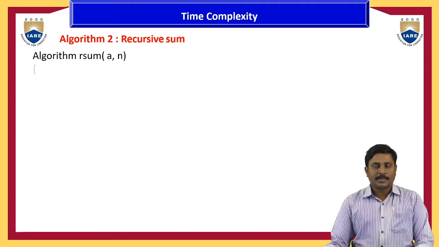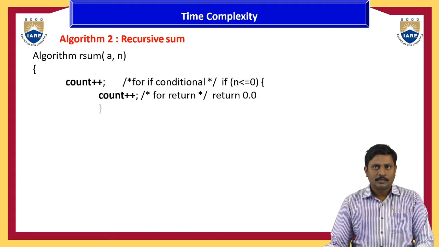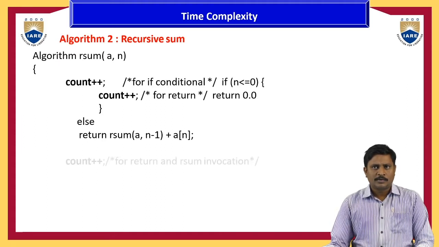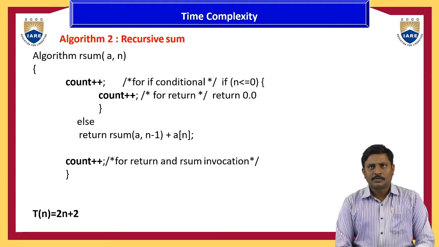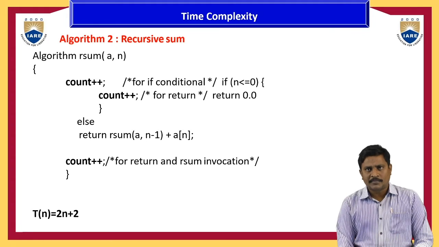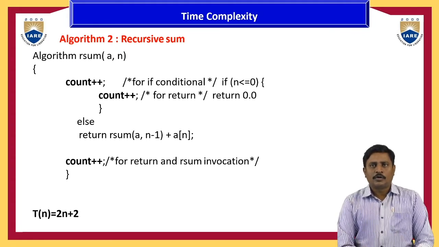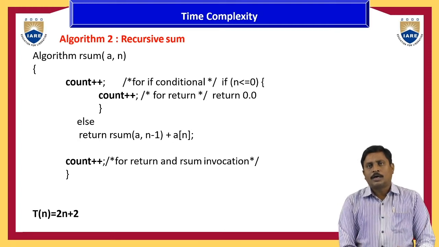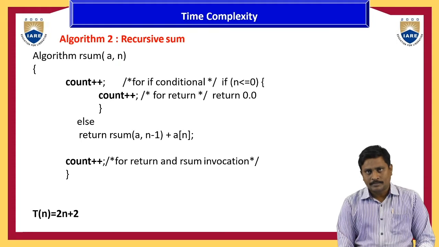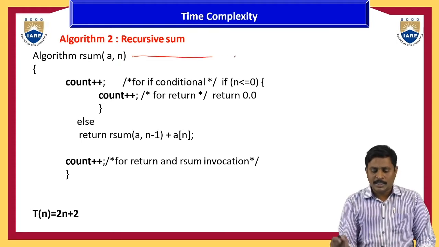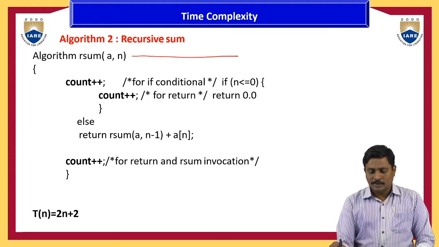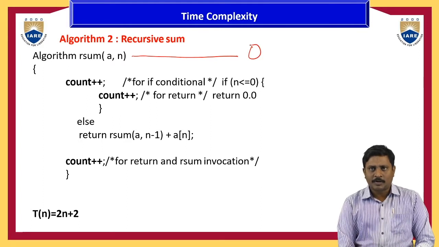Next, the recursive sum algorithm. Here we see the recursive sum algorithm, or sum of a comma n. Recursively we calculate the sum value. First we calculate the time complexity without using the count method. Next we will discuss the time complexity using the count method. Initially, this is the heading of the algorithm. It takes 0 step counts. Branches take 0 step counts.